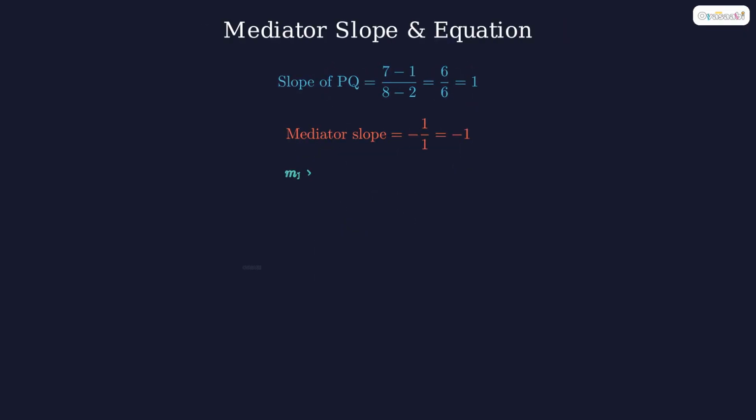The mediator's slope is the negative reciprocal of the segment's slope. Slope of PQ is 1, so the mediator's slope is negative 1. Its equation passes through M.